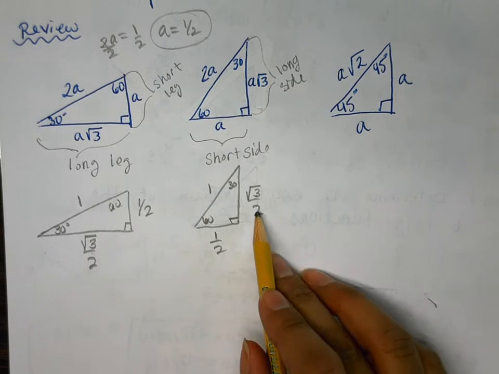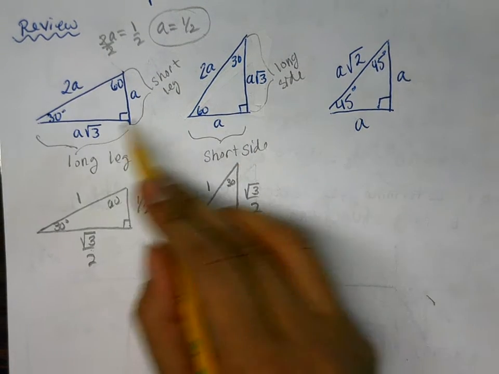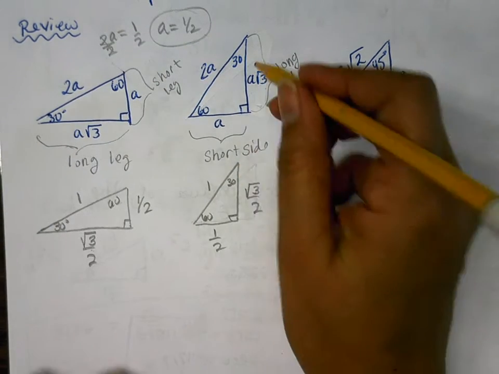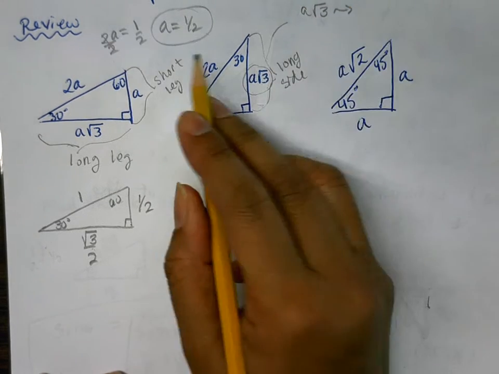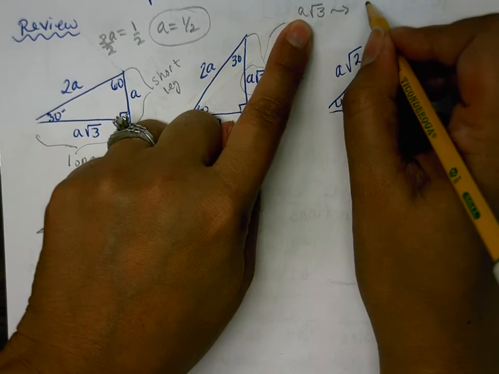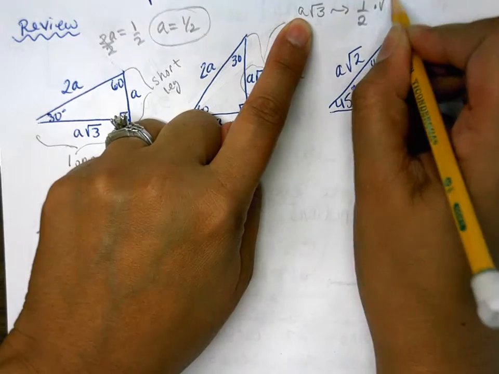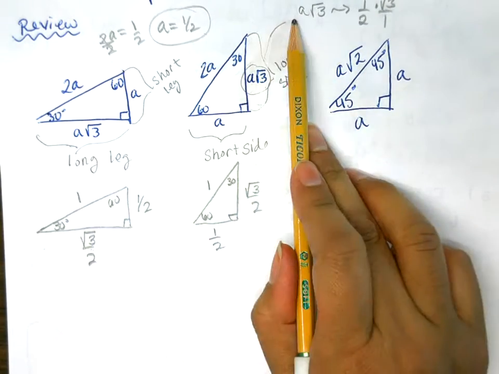How did I get the root 3 over 2? Right here on both of these, I'm just going to show it once since they are the same. A root 3, if A is 1/2, I'm just going to plug it in for A, 1/2 times root 3 over 1. A is 1/2.